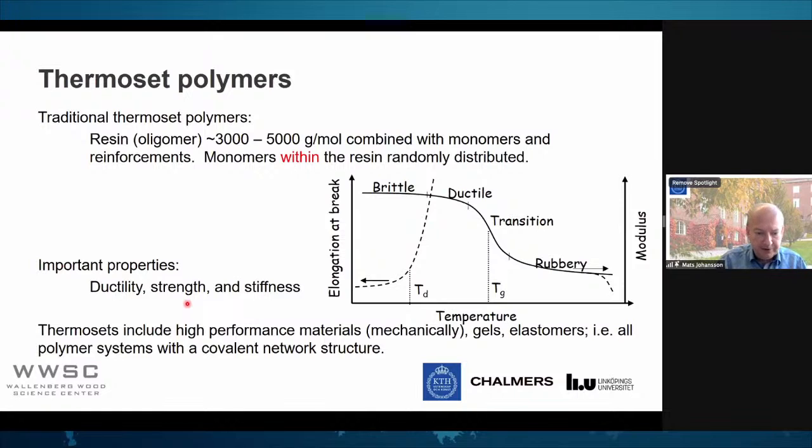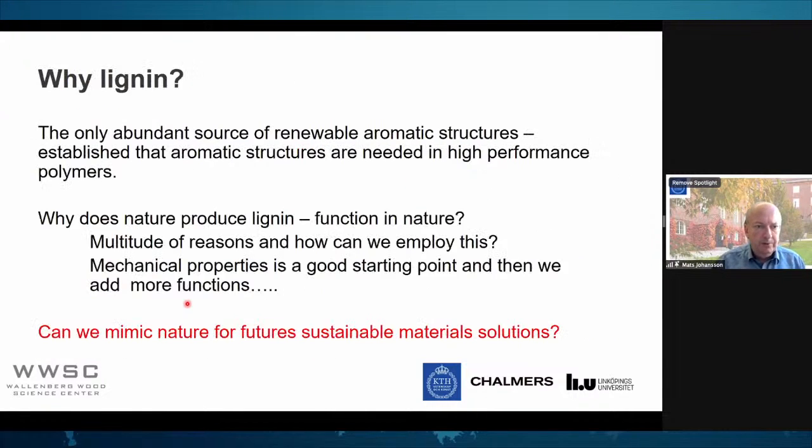So all polymer systems with a covalent network structure. So why lignin? Well, it's well known for high performance polymers, and especially thermosets, that you need this aromatic structure to give rigidity into the structure. And lignin is one of the few abundant renewable sources that provides aromatic structures.